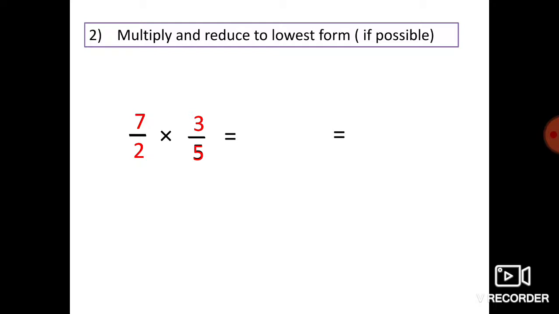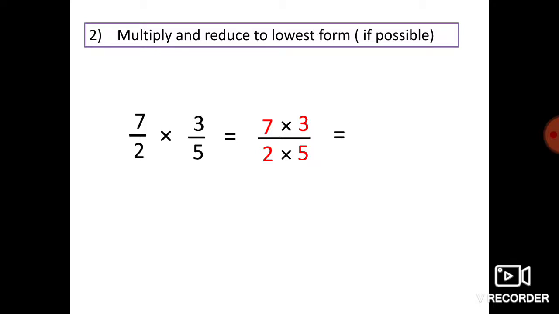Okay, let's see how to multiply different fractions. Very simple. If the denominators are same or not, we can use this method. First we take the first numerator 7 into second numerator 3, divided by first denominator 2 into second denominator 5. This is the method: numerator with numerator by denominator with denominator.